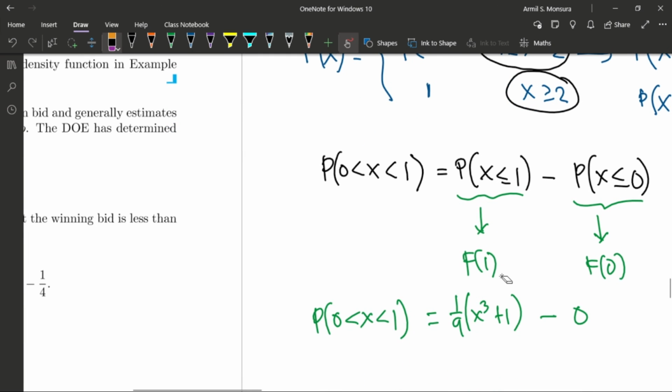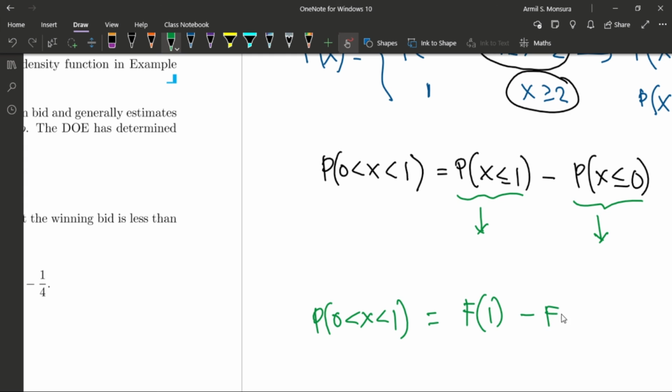Okay, but what we actually do here is that we will use the definition that the probability of your x assuming values from 0 to 1 would be f of 1 minus f of 0. Okay, and again, consistent with the definition of your cumulative probability distribution, that's the probability that your x is less than or equal to 1, and f of 0 is the probability that your x is less than or equal to 0.